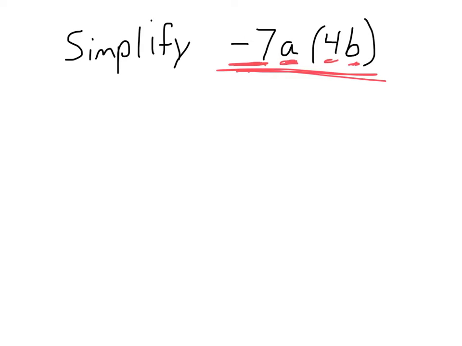The commutative property, just like in the last one, allows us to multiply in any order. So to simplify this, I'm going to put -7 times 4 and solve that first. I know that gives me -28. And now I just have to take into account these two numbers, A and B. So if I were to simplify this, it would look like this answer right here, -28AB.